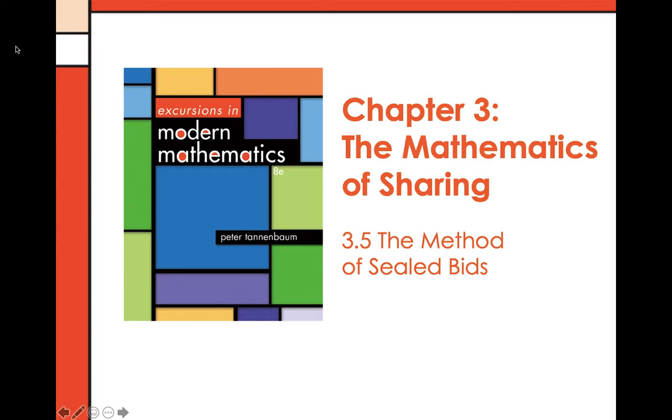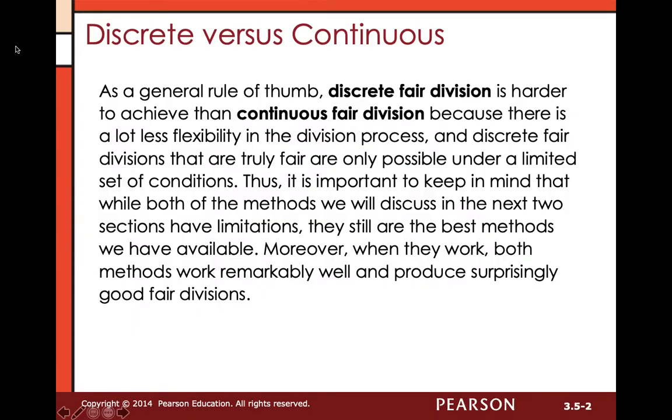So we're going to start in 3.5 now, starting to talk about discrete methods of sharing. So the first one we're going to look at is the method of sealed bids. Okay, so first off, just a reminder about discrete versus continuous. Discrete is going to be a little bit harder to achieve than continuous just because there's a lot less flexibility. It's not as if you have a cake or a pie or a pizza that you can just slice into whatever size pieces you want.